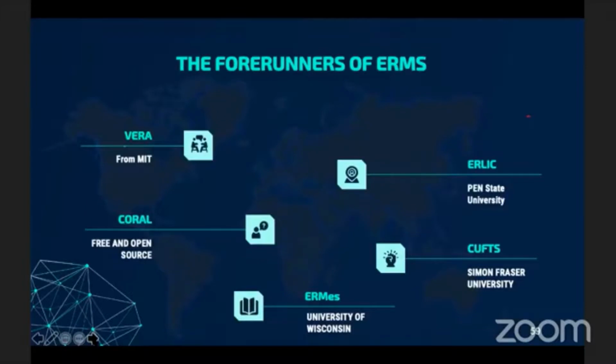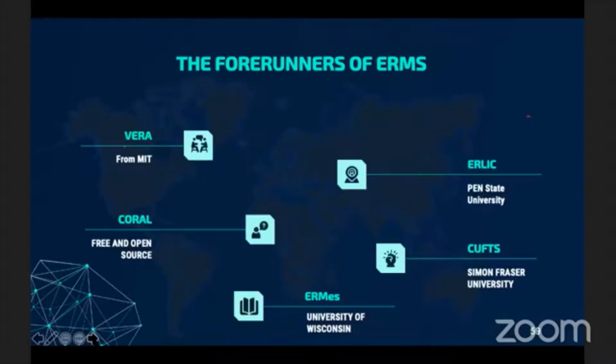Now, when you look at the forerunners of electronic resource management, before library software vendors recognized and responded to the need for an electronic resource management system, some university libraries developed in-house systems such as MIT's VERA system and ERLIC from Penn State University. CORAL, a free and open source ERM system, is a very old system, and it still remains active and popular.